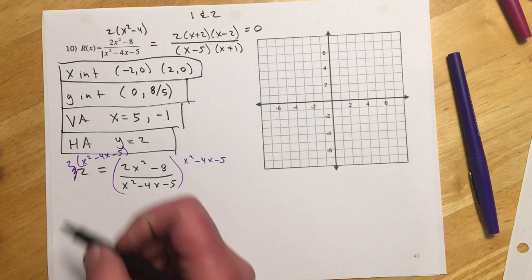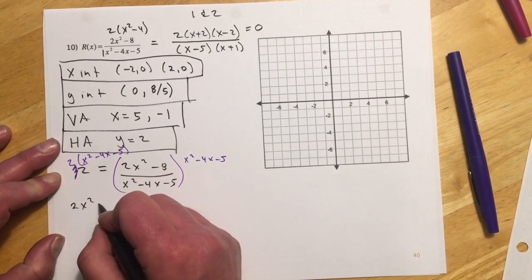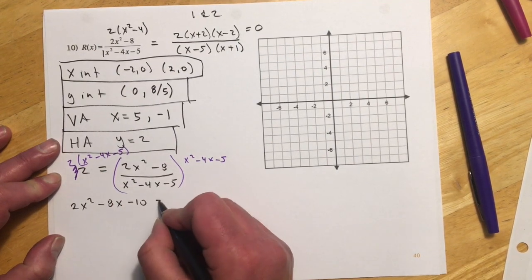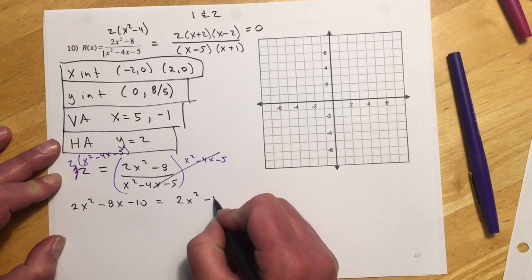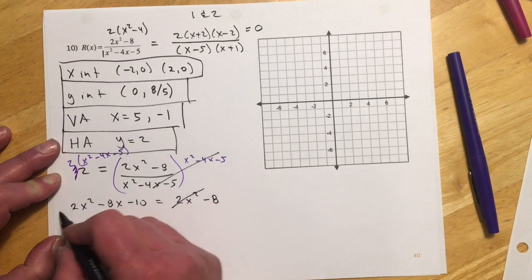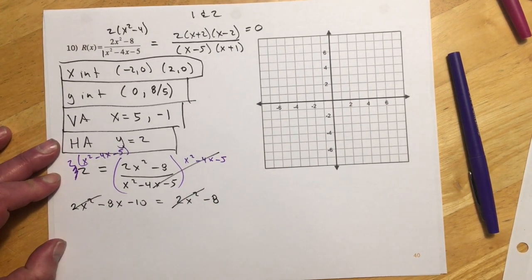So that's going to go 2x squared, and then 2 times 4 makes minus 8x, 2 times -5 is -10. And now those cancel, so it just equals the 2x squared minus 8. If I bring my 2x squareds over, it's going to reduce out and be 0. So you can always do that when you have the same thing on both sides.